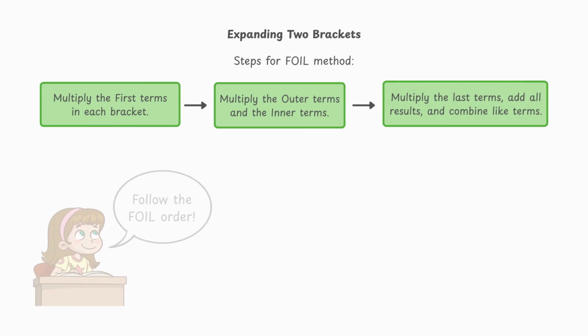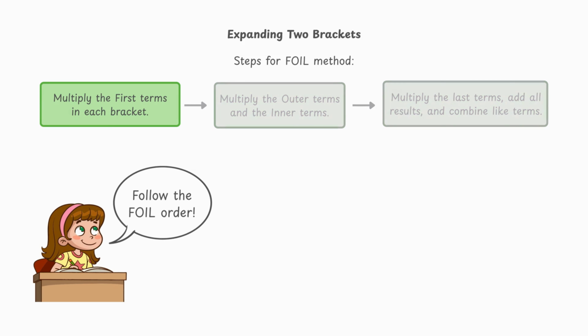Now let's look at the FOIL method step by step. Step 1. Multiply the first terms in each bracket. Step 2. Multiply the outer terms and the inner terms. Step 3. Multiply the last terms, add all results, and combine like terms. Now let's apply this to the example. x plus 2 times x plus 3.